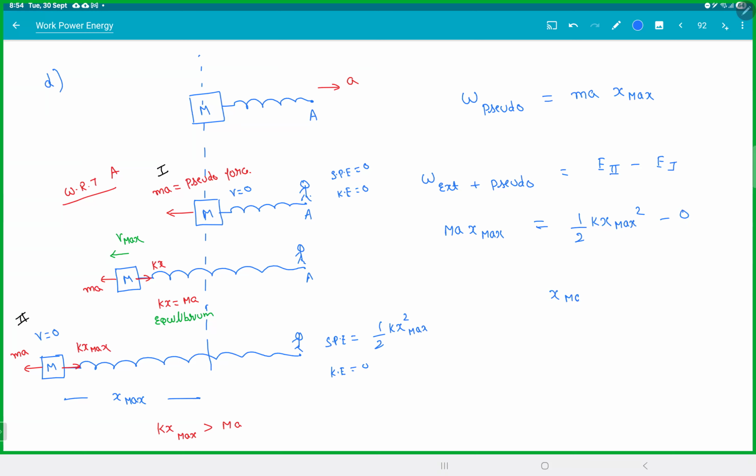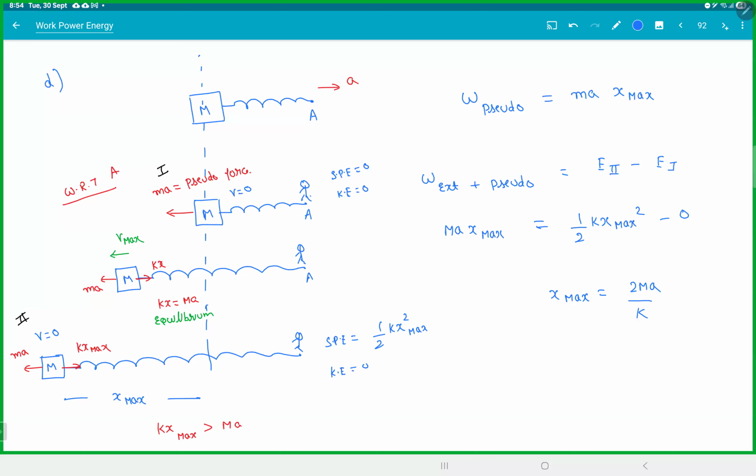Therefore, we get x max is equal to 2 ma by k. You get double that of equilibrium. The block won't stop at the mean position. At that position, you'll have more speed, so you will continue to go further. The same reason why a pendulum doesn't stop at the lowest position.